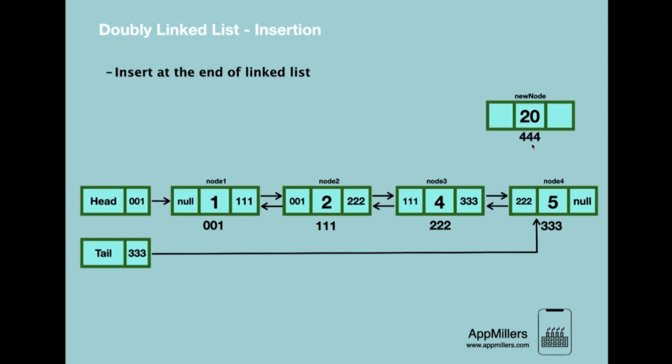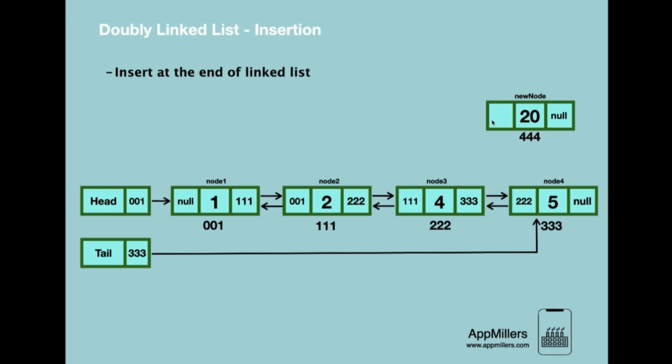So in our case, we create a node in the memory which is located in 444 location, and the value of this new node is 20. So here, we know that we are inserting the node at the end of double linked list, which means that the next reference of this node will be null. Then we need to update the previous reference of this node.